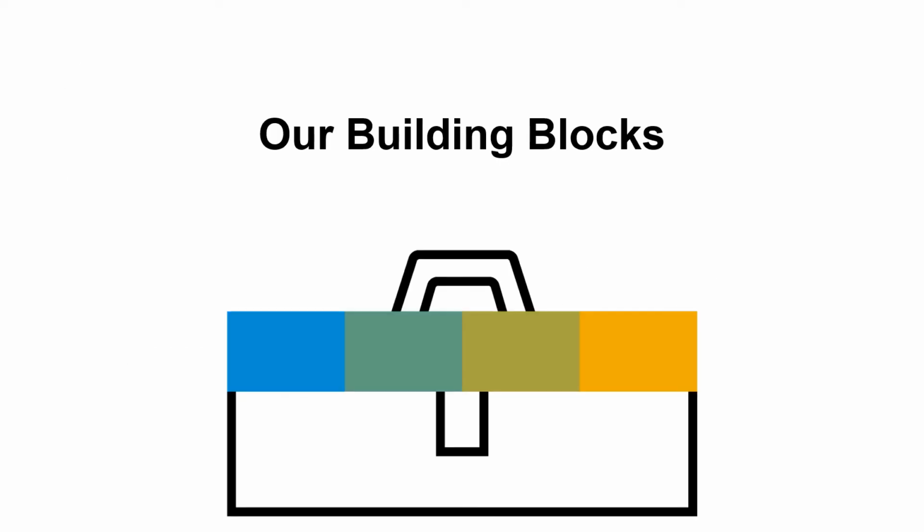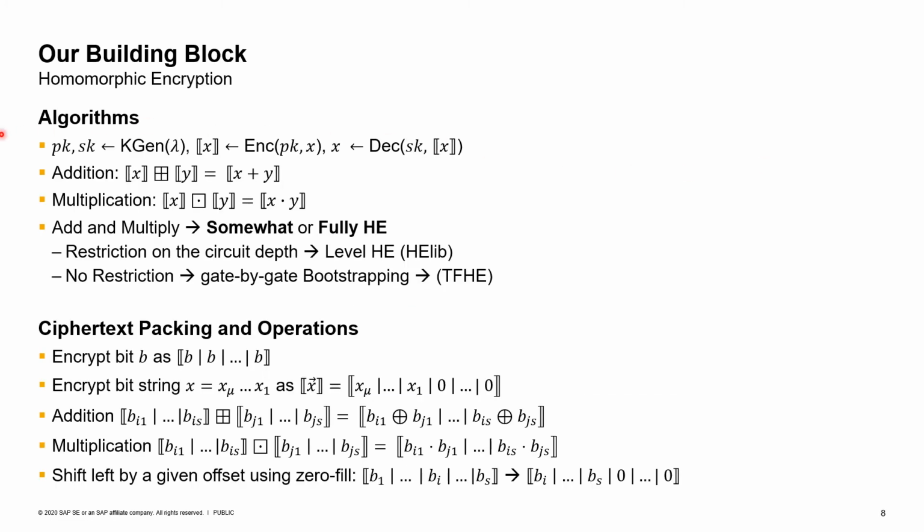Before presenting our construction, I want to review the building block, which is basically homomorphic encryption. So we need to generate a pair of public and private keys. The encryption of plaintext X will be denoted like this, and we need to be able to decrypt. The encryption should support addition and multiplication, so it should be basically a somewhat or fully homomorphic encryption. If the depth of the circuit that we want to evaluate is limited, then we use in our implementation leveled homomorphic encryption as implemented in HElib. If not, then we use fully homomorphic encryption in TFHE, which supports gate-by-gate bootstrapping.